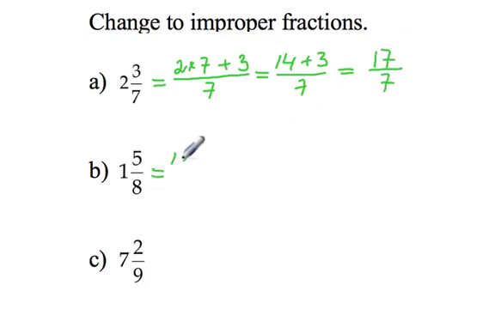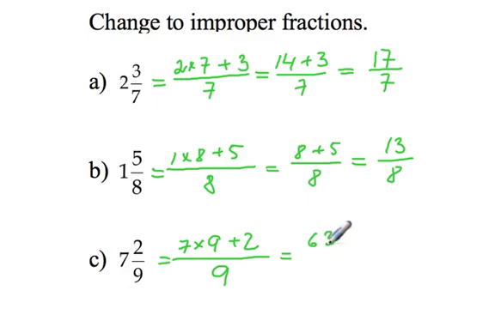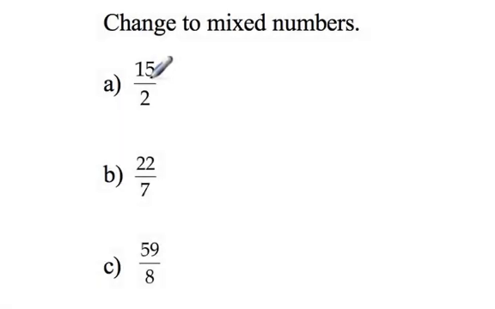Question B. 1 times 8 plus 5 over 8 equals 8 plus 5 over 8 equals 13/8. Question C. 7 times 9 plus 2 over 9 equals 63 plus 2 over 9 equals 65/9. Here we have to change an improper fraction to a mixed number.